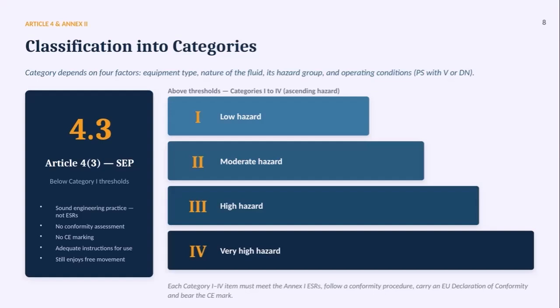For equipment that exceeds these thresholds, the categories range from I to 4, representing increasing levels of hazard. Category I is for low hazard equipment, Category 2 for moderate hazard, Category 3 for high hazard, and Category 4 for very high hazard equipment.